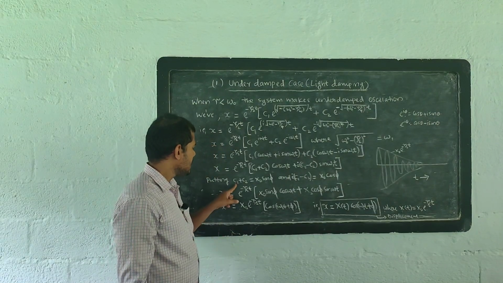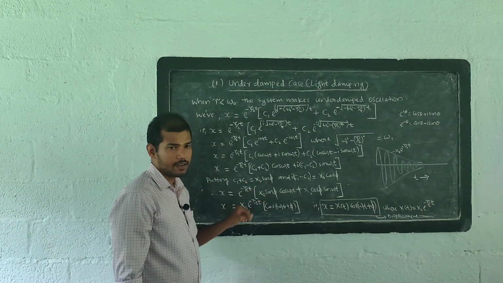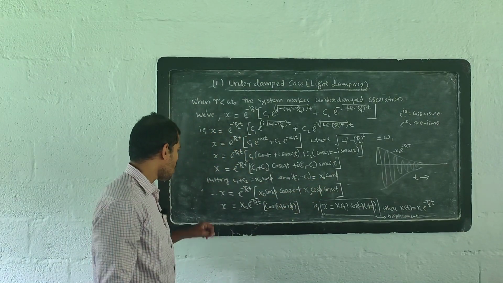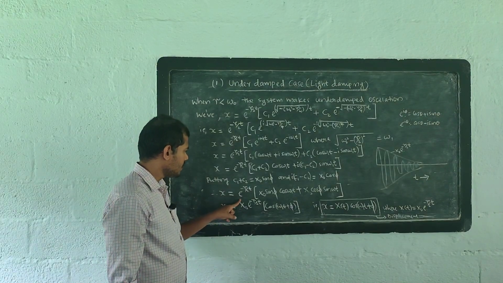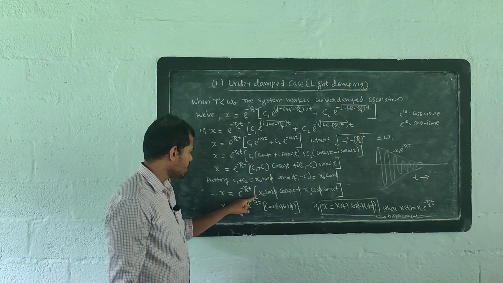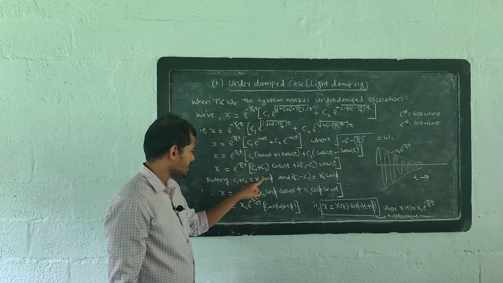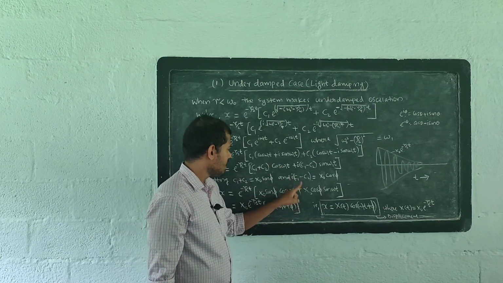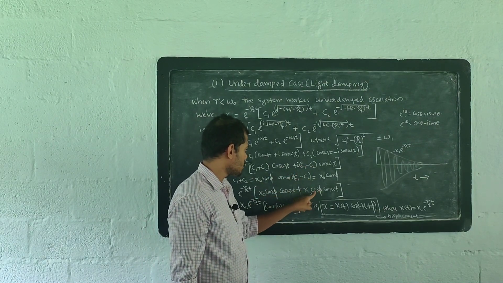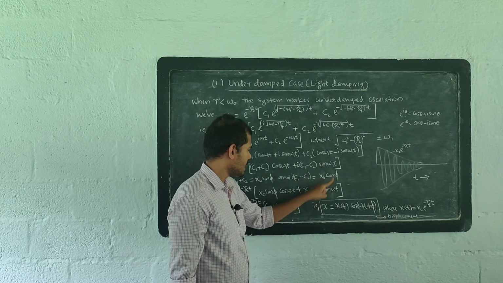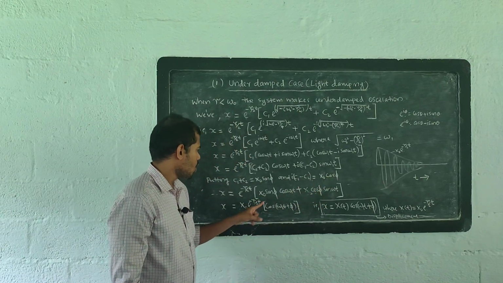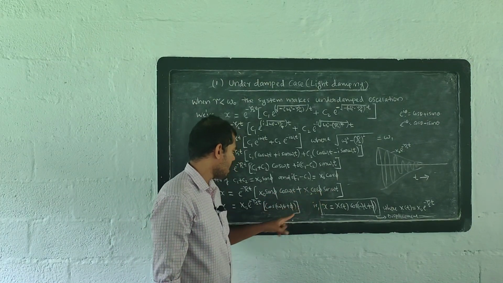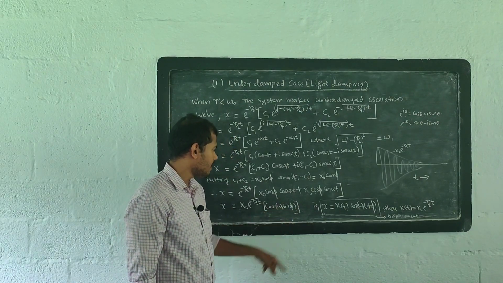Now we put c1 plus c2 equal to x0 sin phi, and i times c1 minus c2 equal to x0 cos phi. So our equation becomes x is equal to e raised to minus gamma by 2 t into, in place of c1 plus c2, x0 sin phi, so x0 sin phi cos omega 1 t, plus i c1 minus c2 which is x0 cos phi, into sin omega 1 t. Okay, we know sin phi cos omega 1 t plus cos phi sin omega 1 t is equal to cos of omega 1 t plus phi.